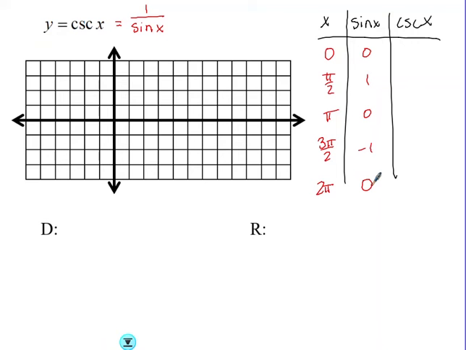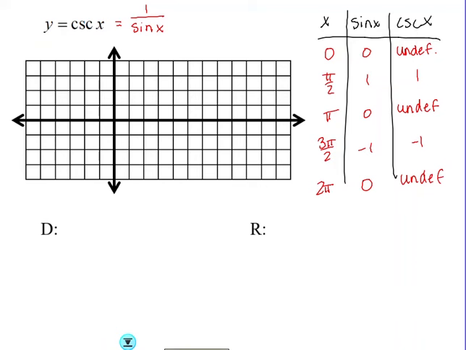So when we are looking at the reciprocal for cosecant, we have 1 over 0, which is undefined. 1 over 1 is still 1. 1 over 0 is undefined. 1 over negative 1 is negative 1. And 1 over 0 is undefined. So that doesn't give us the best idea of what our graph is going to look like. So let's go ahead and start plotting things and see what happens.